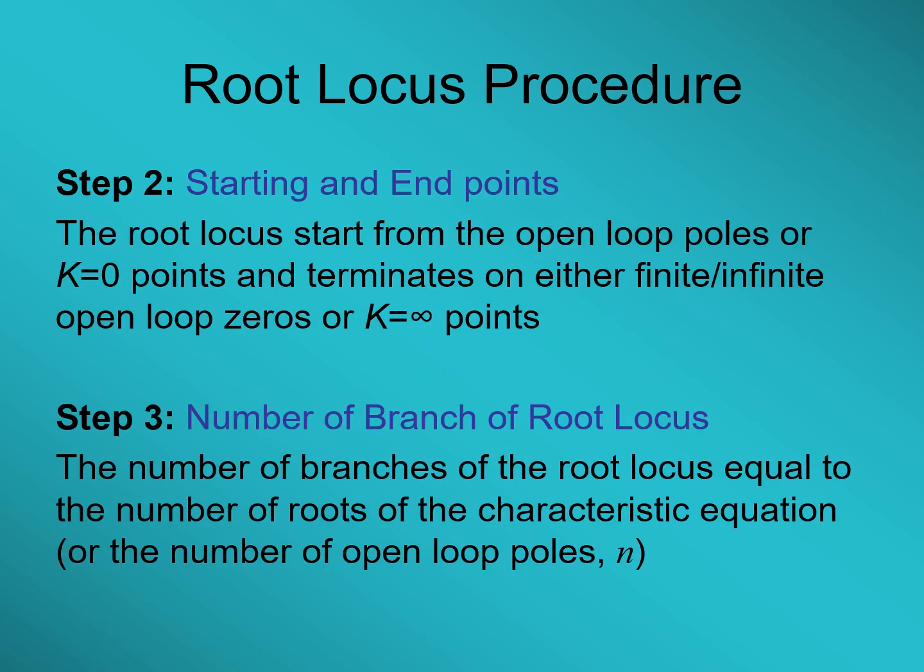Step number 2 is the starting and end points. The root locus starts from the open loop poles, or K equals 0 points, and terminates on either finite or infinite open loop zeros, or K equals infinity points. So that is step number 2. Please remember, poles are K equals 0 points, zeros are K equals infinity points. Step number 3 is the number of branches of a root locus. The number of branches of the root locus equals the number of roots of the characteristic equation, or the number of open loop poles n. I will show you the detail after this.